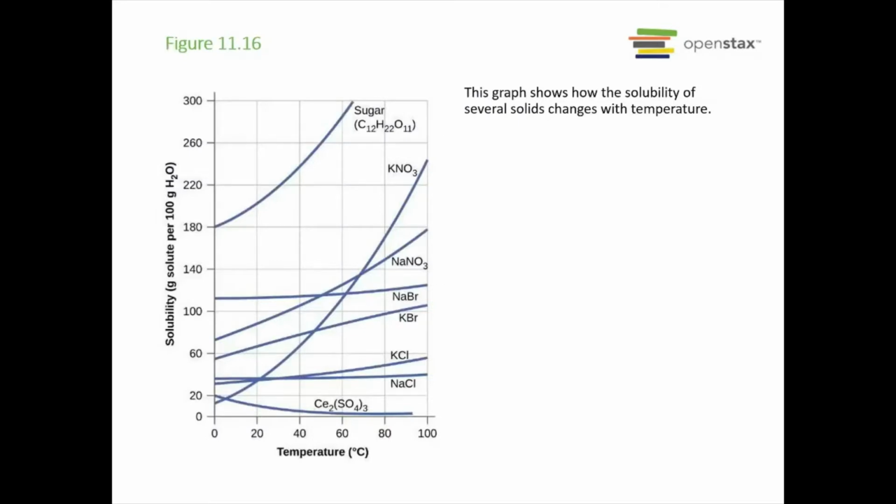Here's a graph showing how the solubility of several solids changes with temperature. At the bottom, you have cerium sulfate, not really one we work with, but it actually goes against the solubility rules. It goes down in solubility with temperature, but it's already pretty low in solubility. You can see those units I talked about earlier in the chapter: the solubility units tend to be grams of solute per 100 grams of solvent, in this case, water.